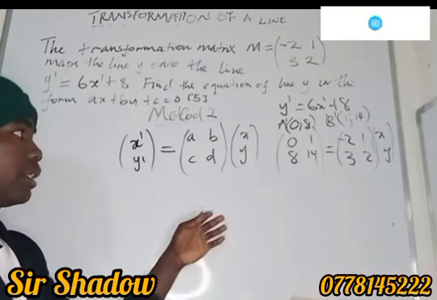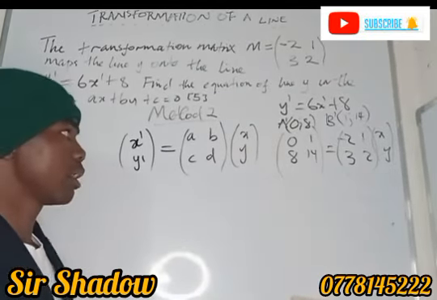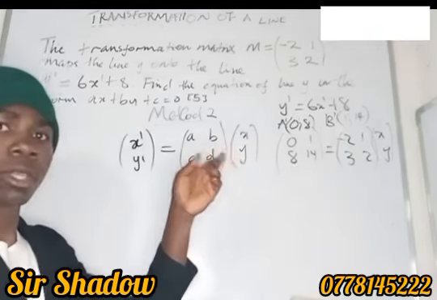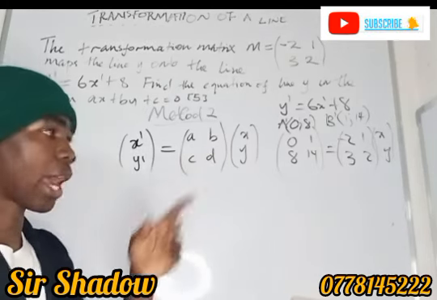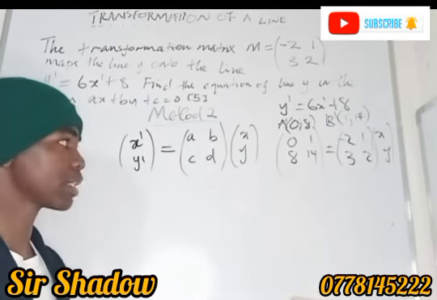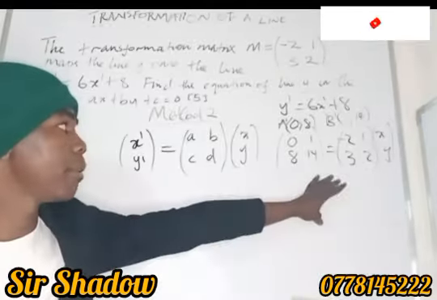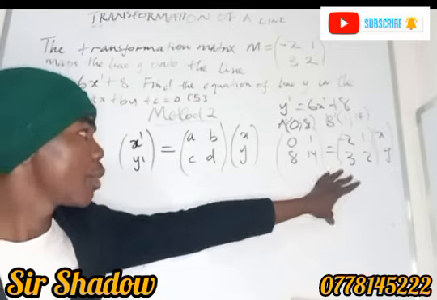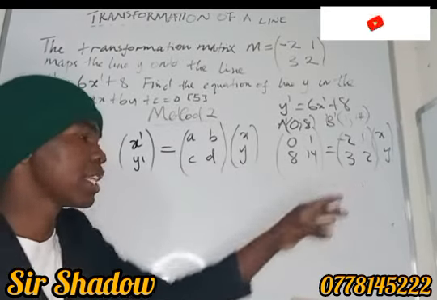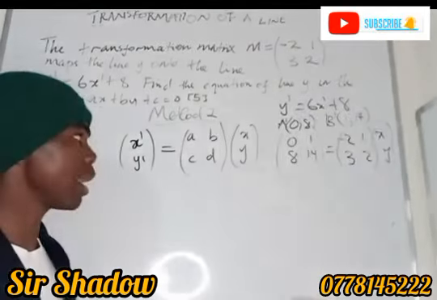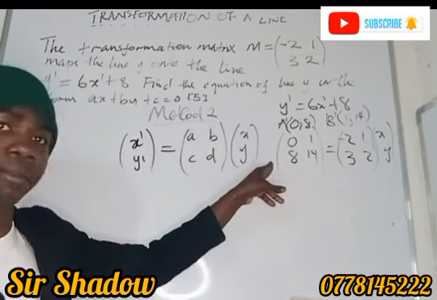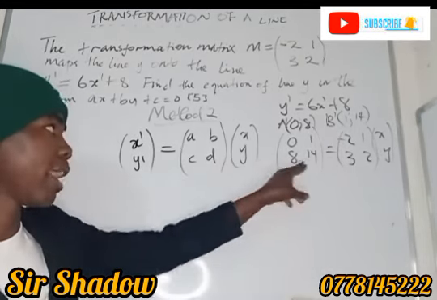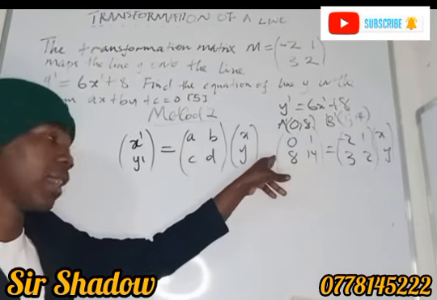Here we have this one. This is the general equation. So from there, we have to make X, Y the subject of the formula. How do we make X and Y the subject? We have to divide both sides by the matrix minus 2, 1, 3, and 2. When dividing both sides by this matrix, it means we multiply by the inverse of this matrix.